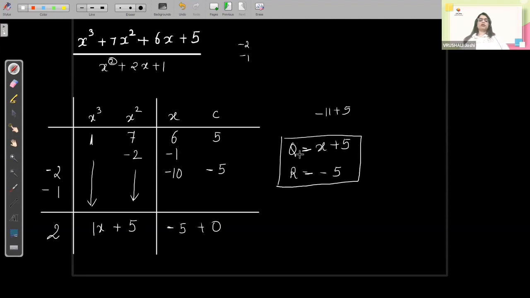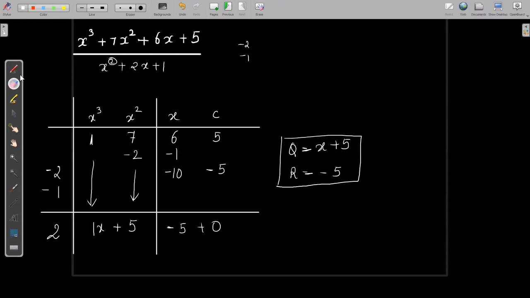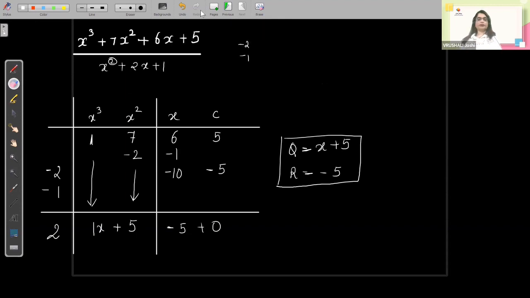Have you all understood this? Yes, ma'am. Avanish, did you get it? Avanish, are you there? Okay, I think there's an issue there with his network.